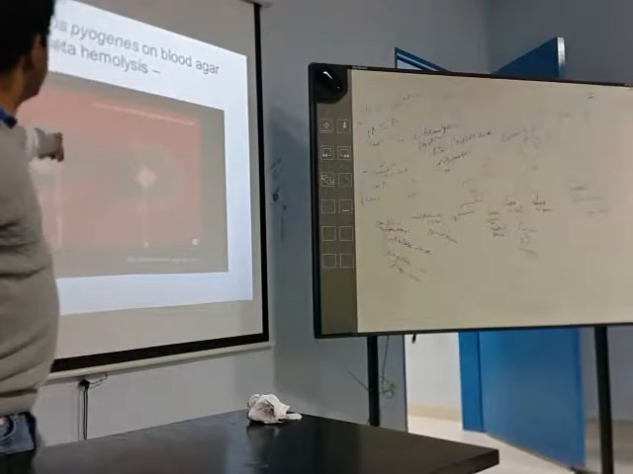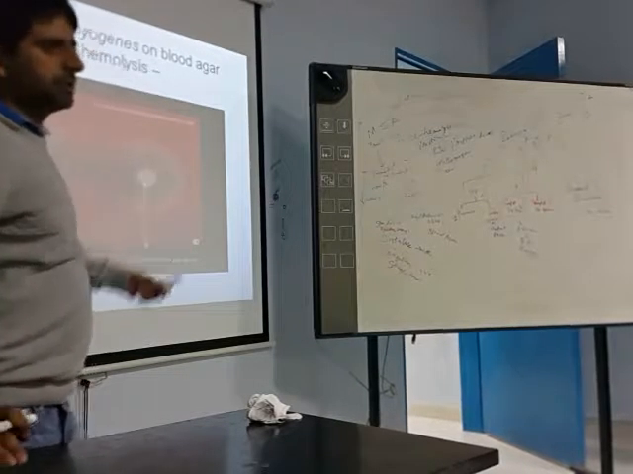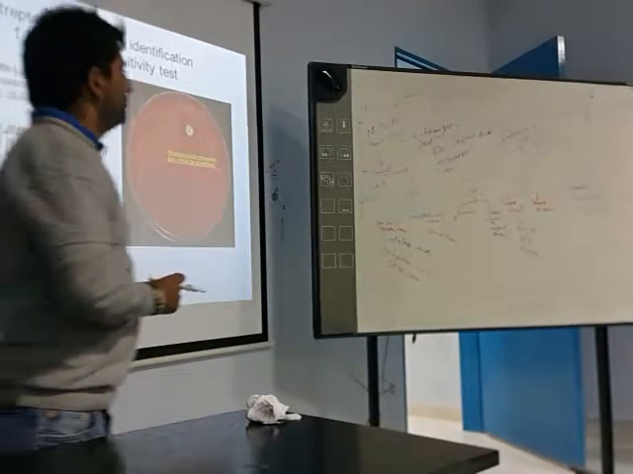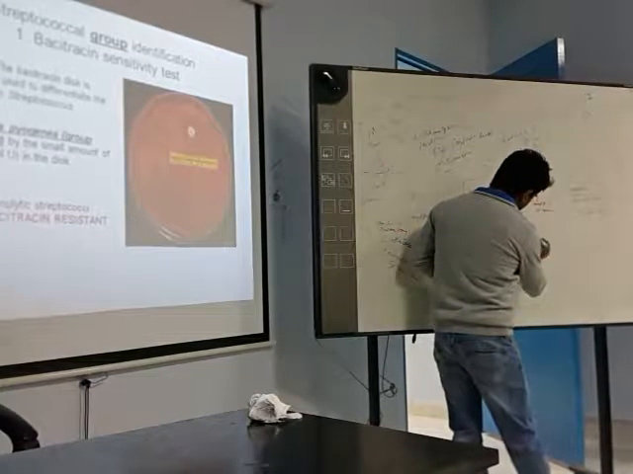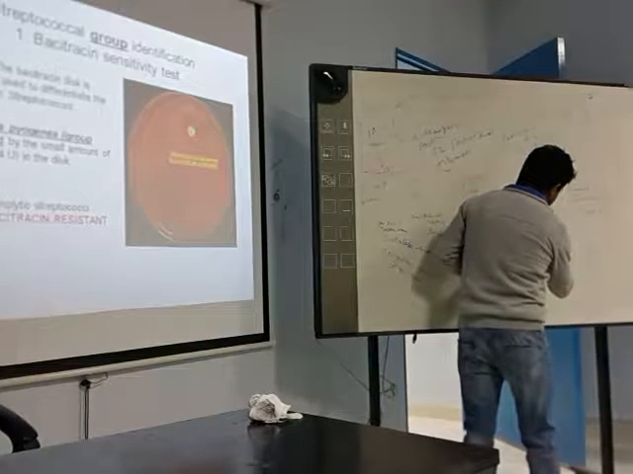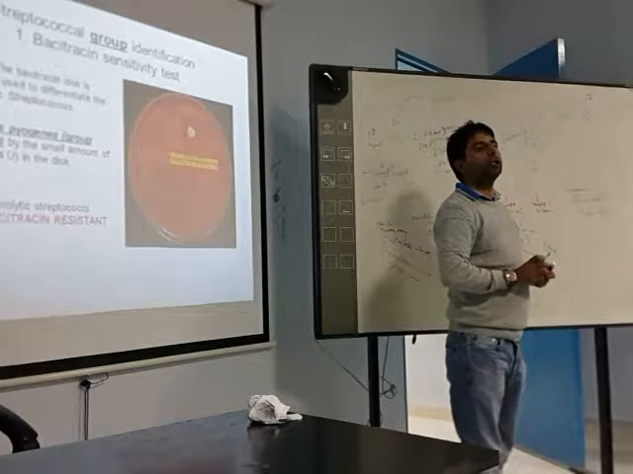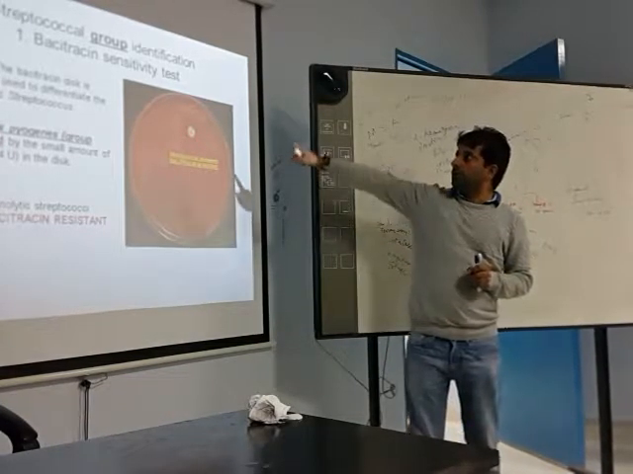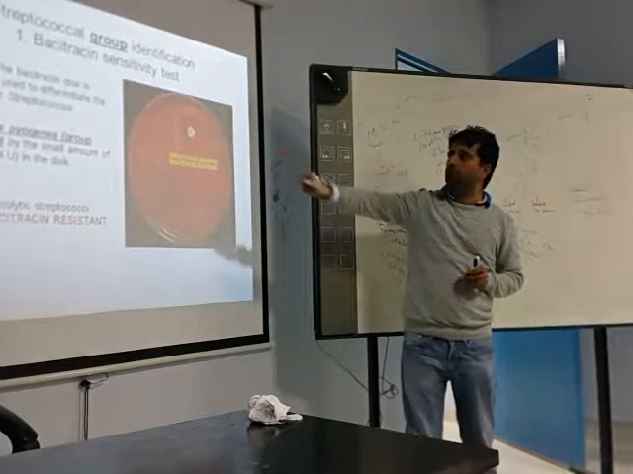You see beta hemolysis of Streptococcus pyogenes. Clear hemolysis, right? Very clear. And second, bacitracin antibiotic test. This is pyogenes, hemolytic. On blood agar, it causes hemolysis. And the second test is the bacitracin test. What's bacitracin? Bacitracin is an antibiotic, and this is a sensitivity test. The bacitracin disc is used to differentiate beta hemolytic Streptococcus.